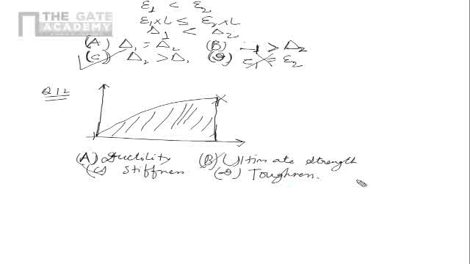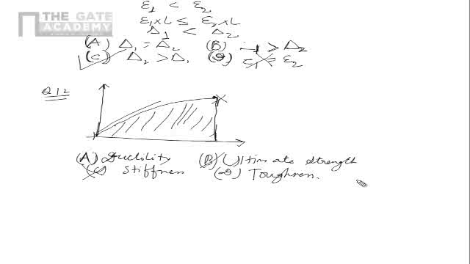So option B and option C are outright wrong, because ultimate strength is this point. It has nothing to do with the area under the curve. It can be anywhere. Similarly, the stiffness is nothing but the tangent to the curve, and that also has nothing to do with the area under the curve. So that leaves us with two options: ductility and toughness.